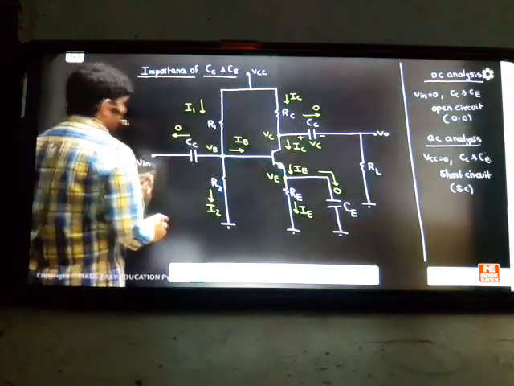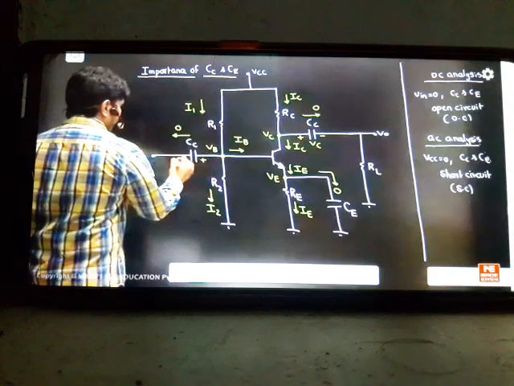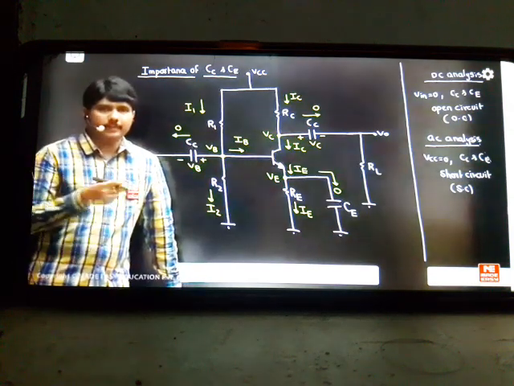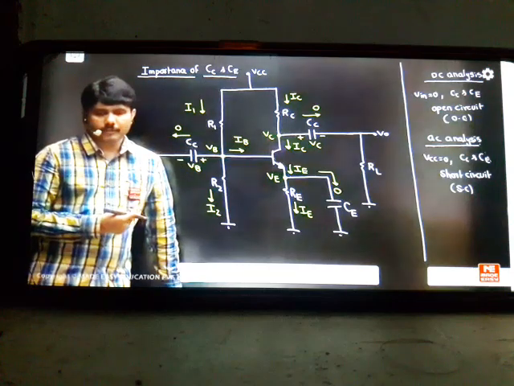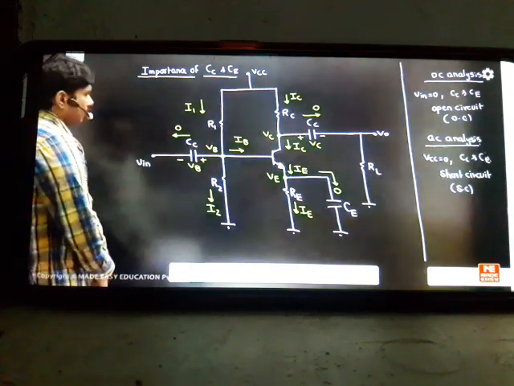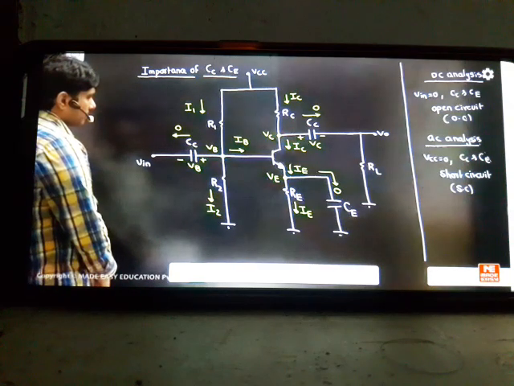In a similar manner, this coupling capacitor is also going to charge to VB. So now these capacitors are not empty. The two coupling capacitors have two DC voltages: one is VB and one is VC. Up to here the concept is ready.